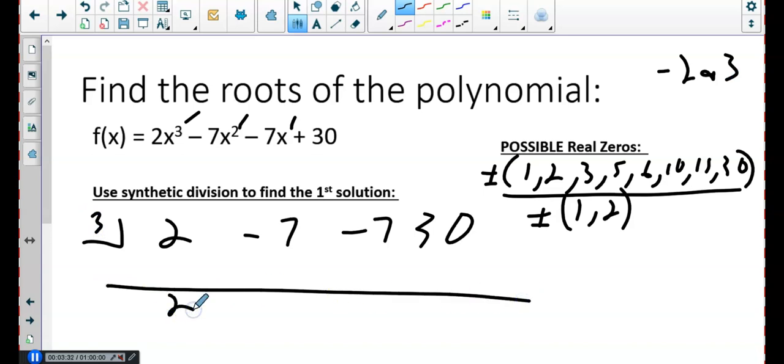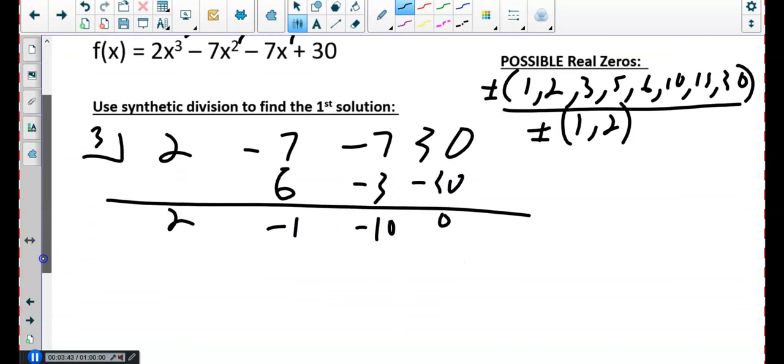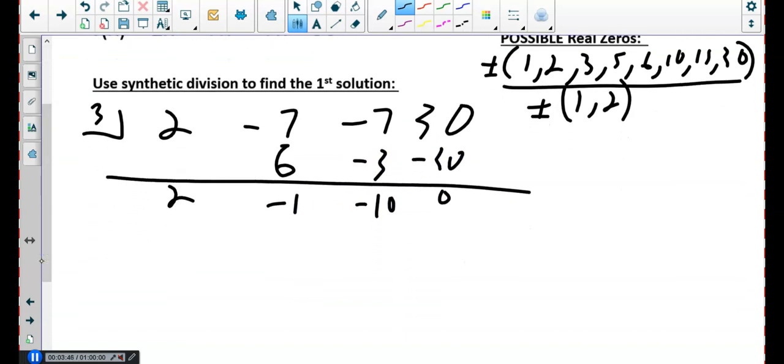So drop the 2, multiply by 3, that's 6. Subtract, add straight down, times by 3, add straight down, times by 3, and that gives me 0, which is what it should. So now I started with a cubic, so that's going to be x squared right here. x squared minus x minus 10 equals 0.